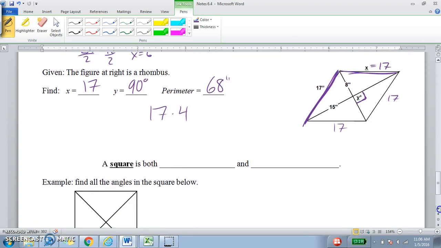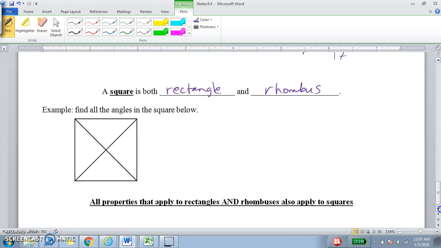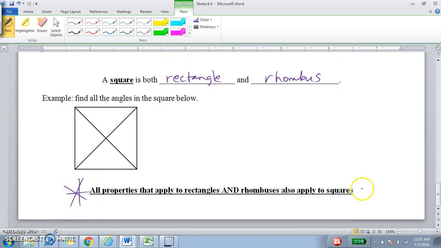All right, a square. So rectangles and rhombuses are the more complicated ones. A square is just a combination of a rectangle and a rhombus. So anything that applies to a rectangle and a rhombus also applies to a square. And since anything that applies to a parallelogram applies to a rectangle and a rhombus, it also applies to a square. So anything that applies to a parallelogram, rectangle, or rhombus is also true about a square.